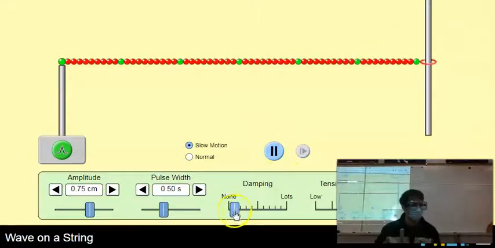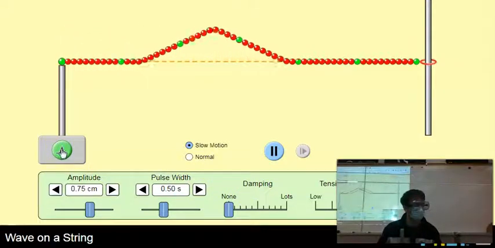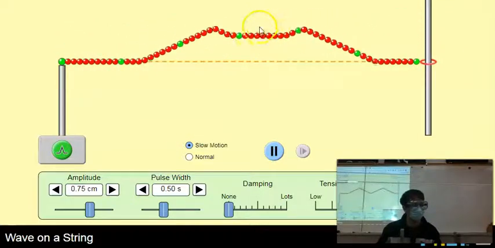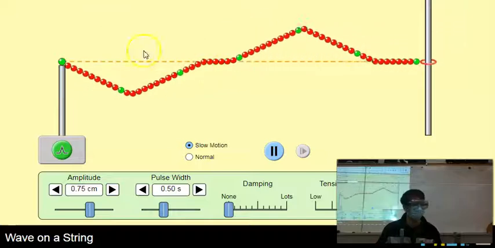Now currently I have this on damping, so let's just remove damping and see what happens. That damping just means it loses energy, and so its amplitude decreases over time. But if we get rid of it, here's where the height normally is, and it goes much higher than where the mouse was.